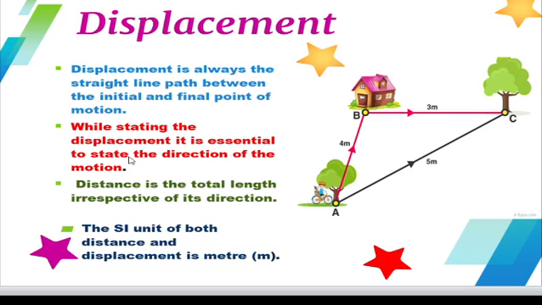While stating the displacement, it is essential to state the direction of the motion. Distance is the total length irrespective of its direction. It is important. One way is 5 meter, another way is 4 meter plus 3 meter, 7 meter. So which is greater? 7. So the straight line means 5 meter. If you want to go the other way, it means 7 meter. The SI unit of both the distance and the displacement is meter.